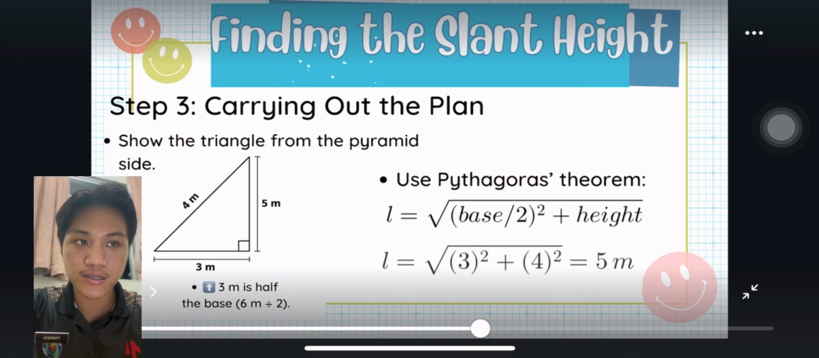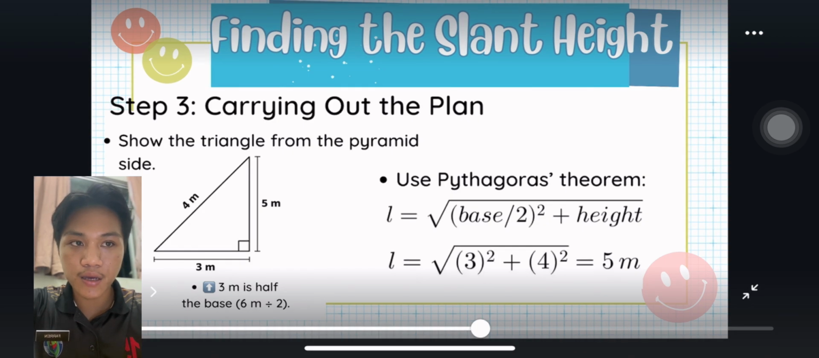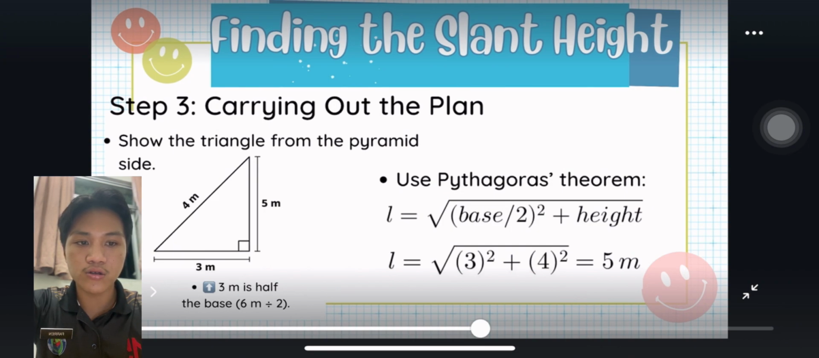Alright, next, let's find the slant height of the pyramid. The slant height can be found using the Pythagoras theorem because the pyramid forms a right triangle between the vertical height, half of the base and the slant edge. I have put an example image here. For the formula, A is the base length, which is 6 meters, and H is the vertical height of the pyramid, which is 4 meters. Now we substitute in the base length and the vertical height, and you'll get the answer: the slant height is 5 meters.